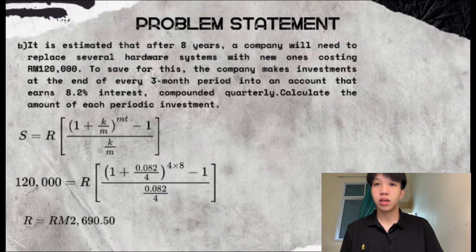After inserting all the information given in the question into the formula, we can proceed with the calculation by using shift solve. We can calculate it without using shift solve, but to shorten the calculation process, we can use shift solve. After shift solving, as you can see, the amount of investment will be 2,690 ringgit and 50 cents.